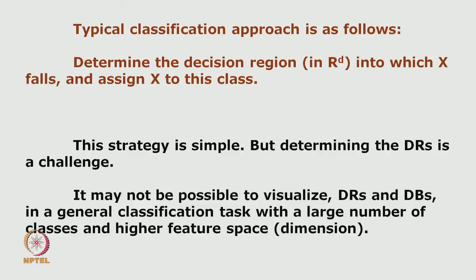The strategy is very simple. This sort of approach for classification is simple. The challenge is actually to determine the decision regions. And sometimes it may not be possible to visualize all the DRs and the DBs in a higher dimensional space for a general classification task with a very large number of classes in a higher dimensional feature space.